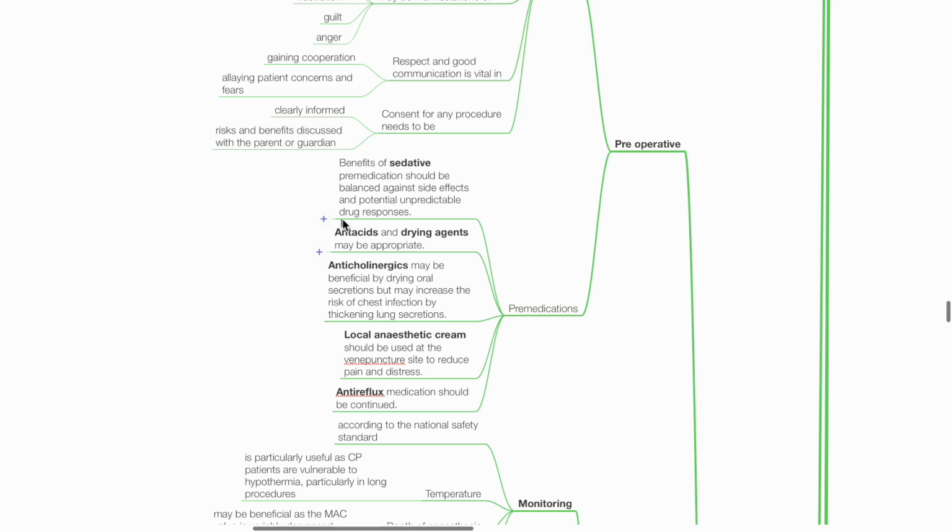Anticholinergics may be beneficial by drying oral secretions, but may increase the risk of chest infections by thickening lung secretions. Local anesthetic cream should be used at venipuncture sites to reduce pain and distress. Anti-reflux medication should be continued.